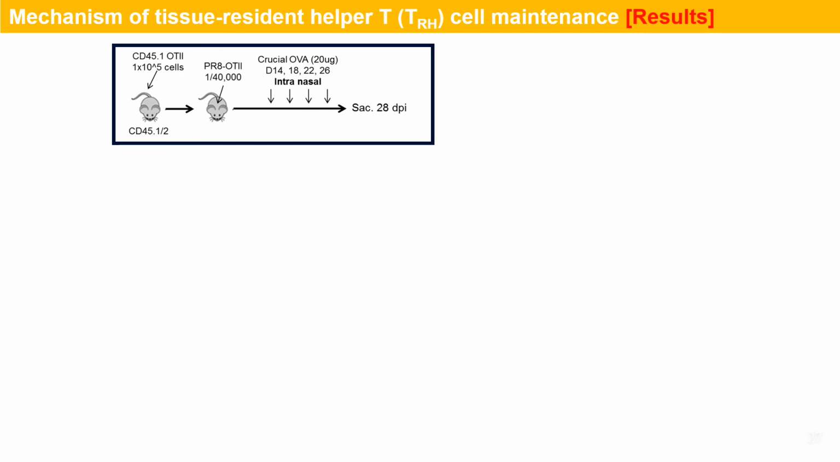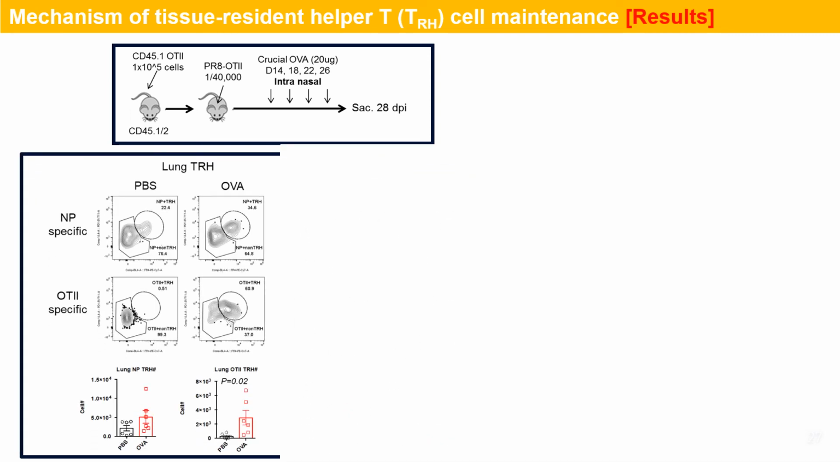To identify what kind of antigen stimulation is happening in the TRH cells, I designed an artificial antigen stimulation animal model. CD45.1 single positive OVA-specific OT-II cells were transferred into congenic mice. Then influenza virus, which includes the OT-II epitope gene, was used for infection. One group received just PBS, and the other group was administered OVA every 4 days. At day 28 post-infection, I checked the OT-II specific TRH cells.